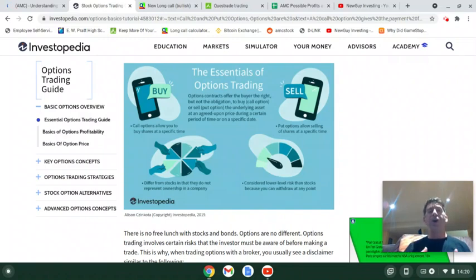So options aren't actually physical pieces of a company. They're not shares. So when you buy options, you're giving yourself the option to buy or sell shares at a certain price. They're like a coupon that you hold for a certain price, and you can sell that coupon if someone else wants to use it instead of you.